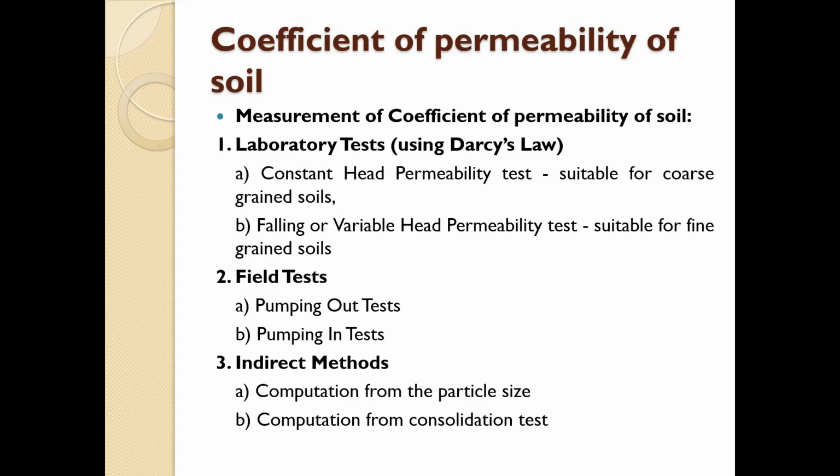Then the coefficient of permeability of soil. What are the measurements of the coefficient of permeability of soil? First, there are some laboratory tests using Darcy's law. You might have done some laboratory tests in soil mechanics, that is the falling head method and the constant head method. The constant head permeability test is suitable for coarse grained soils, and the falling or variable head permeability test is suitable for fine grained soils. Then the field tests, that is pumping out tests and pumping in tests. And indirect methods are computation from the particle size and computation from the consolidation test. So these are the methods of measurement of coefficient of permeability of the soil.